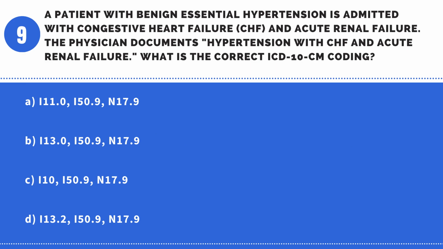Question 9. A patient with benign essential hypertension is admitted with congestive heart failure, CHF, and acute renal failure. The physician documents hypertension with CHF and acute renal failure. What is the correct ICD-10-CM coding? A. I11.0, I50.9, and N17.9. B. I13.0, I50.9, and N17.9. C. I10, I50.9, and N17.9. D. I13.2, I50.9, and N17.9.